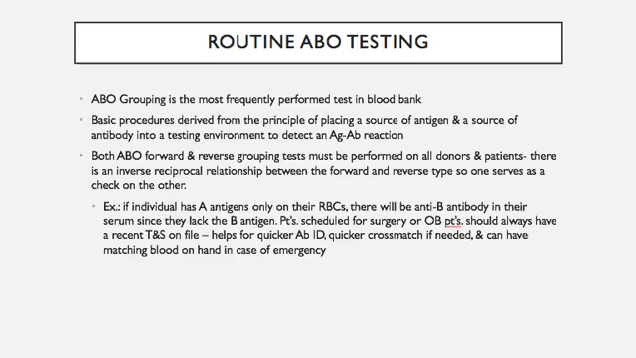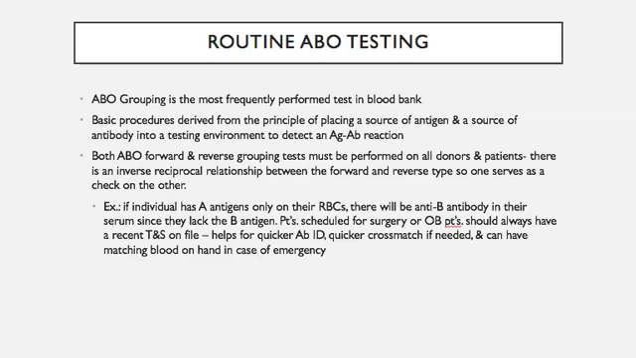So for example, if an individual has A antigens on their red cells, there should be anti-B antibodies in their serum since this patient lacks the B antigen. So that should be represented in their forward and reverse type.